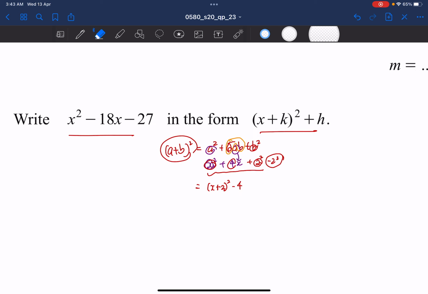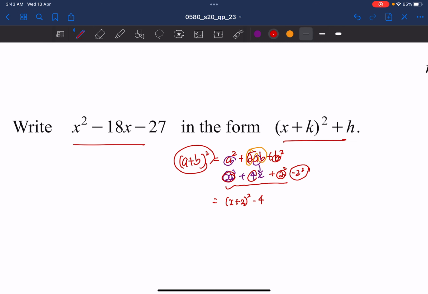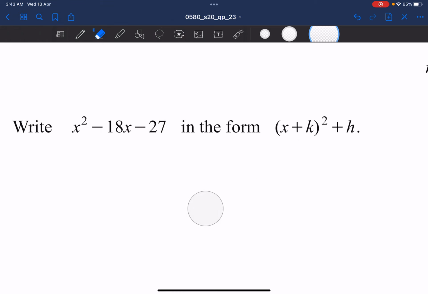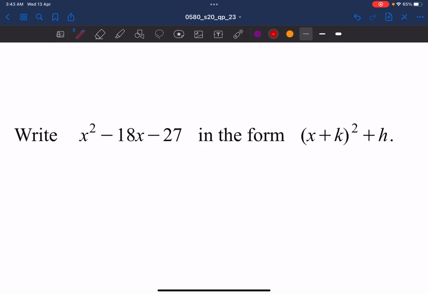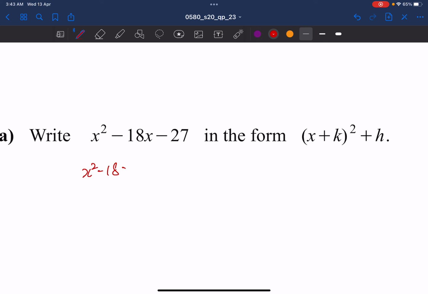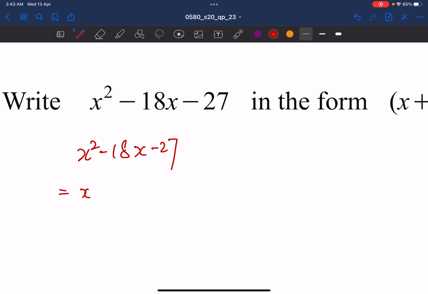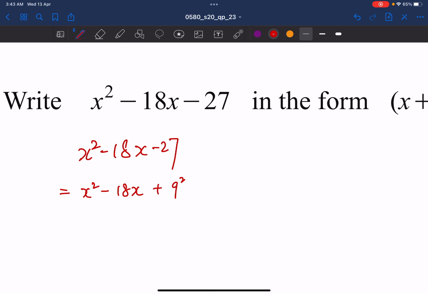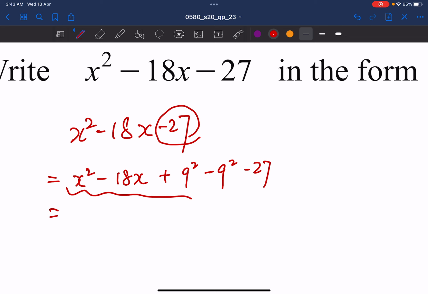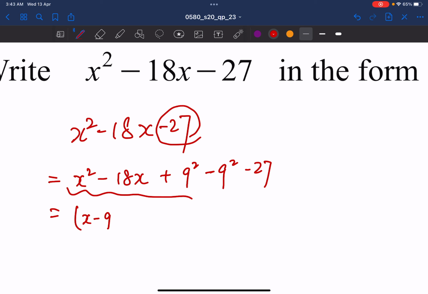Okay, so the core idea is that we need to add a term that is half of the coefficient of the x term, square it, and then minus the whole term back. So x squared minus 18x minus 27 equals x squared minus 18x plus half of 18, 9 squared. Don't forget the square here, and minus the 9 squared back, and originally there's a negative 27. So the first three terms will give me a minus b, right, to the complete square.